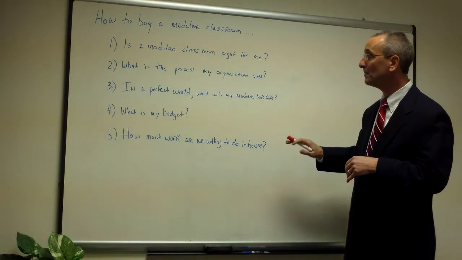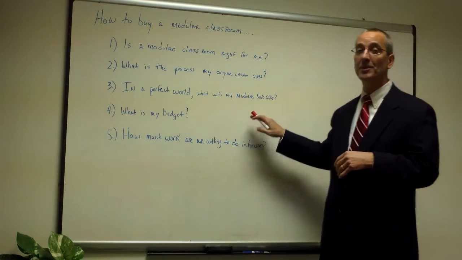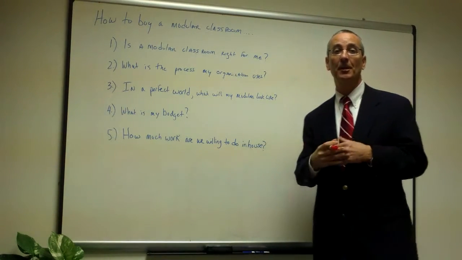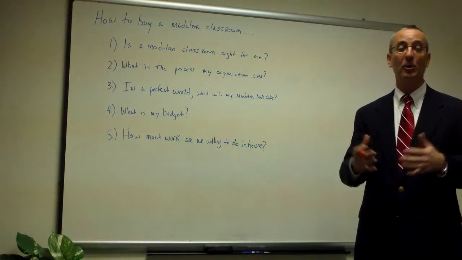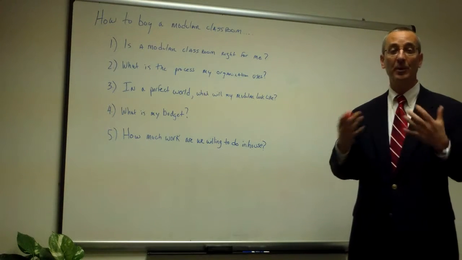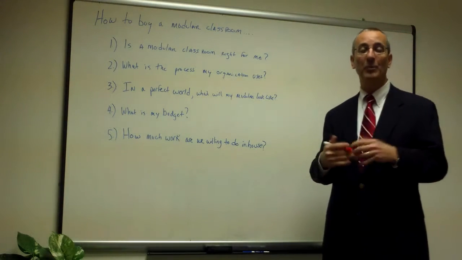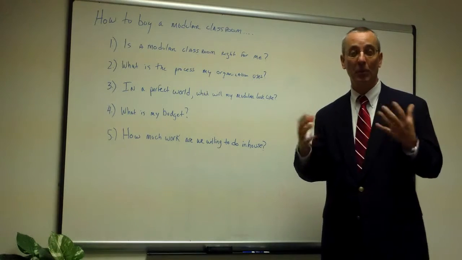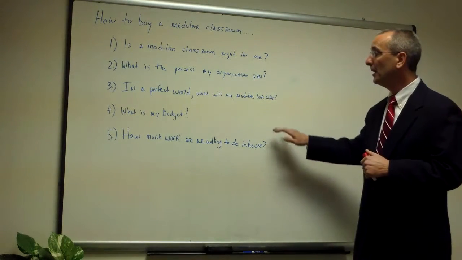The third step is to make a wish list by asking yourself the question, in a perfect world, if we could get everything we wanted within our budget, what would we have our modular classroom look like and what purpose would it serve?